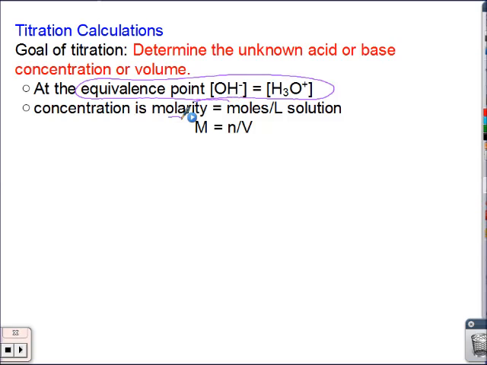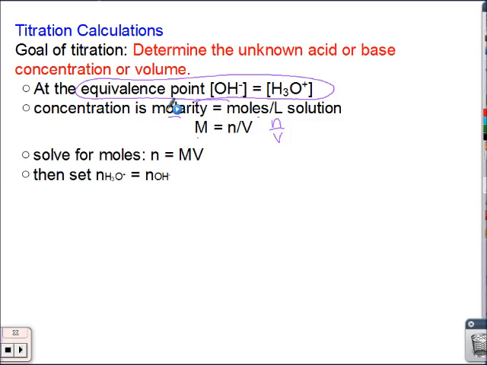Now, I know molarity is moles per liter. M equals n over V. I want to write it out a little nicer. I can solve and find out how many moles that I've added. This would be the moles of the known solution that you added to the unknown, because I know the volume that I added, and I know the molarity of the known one.